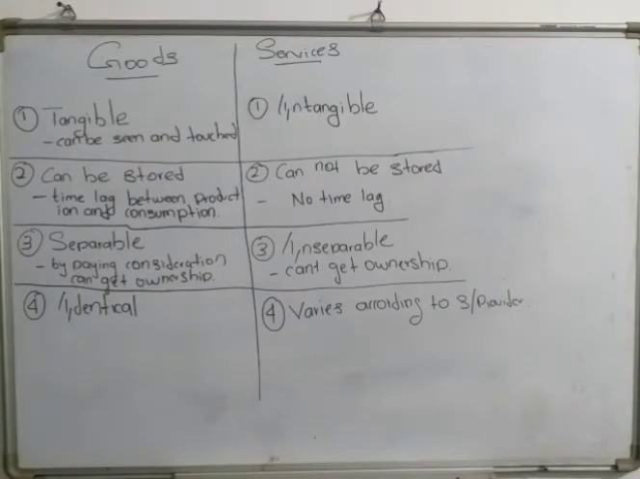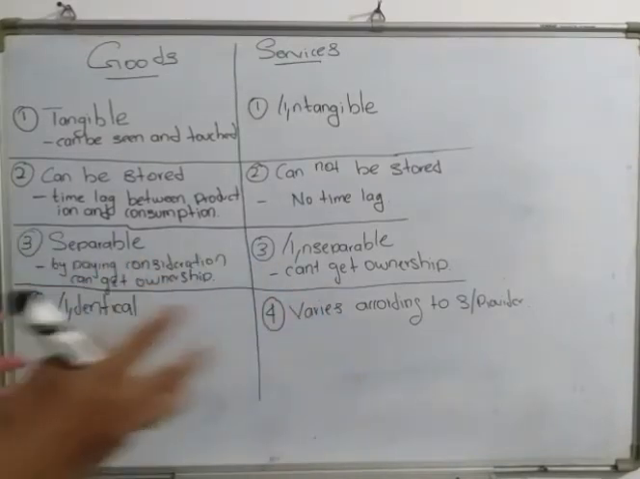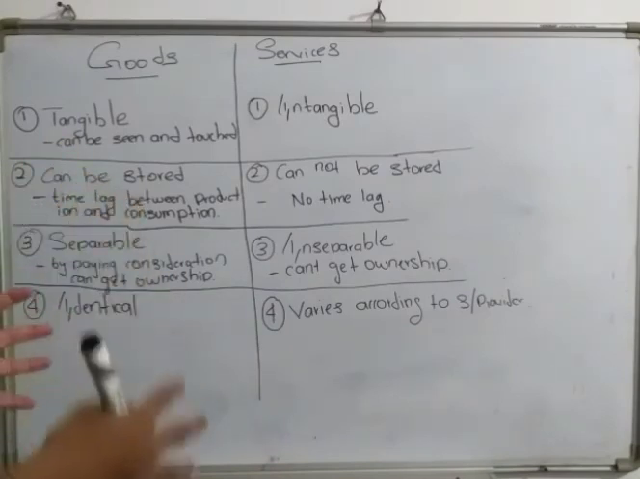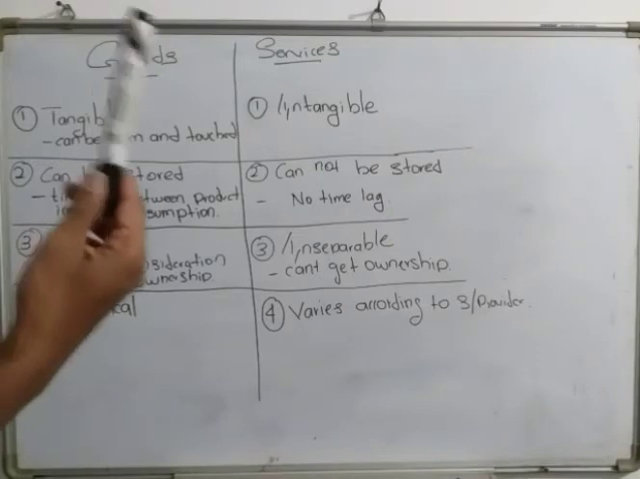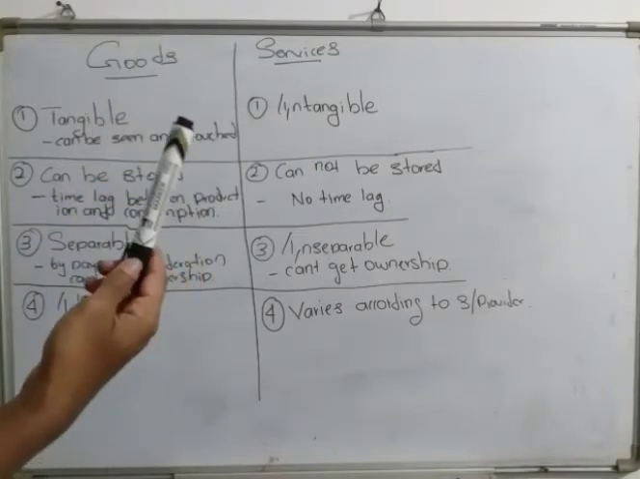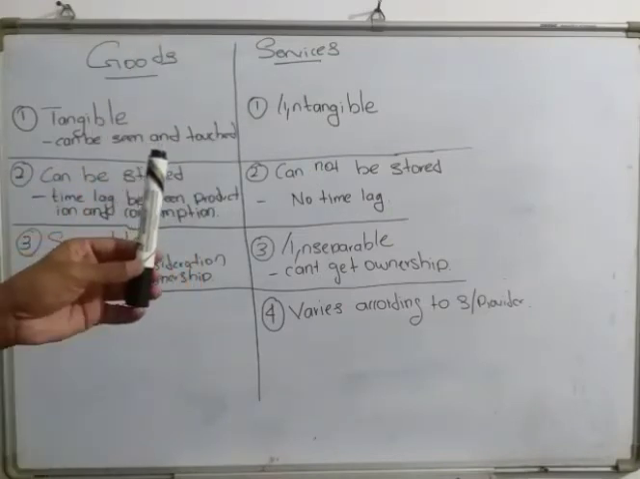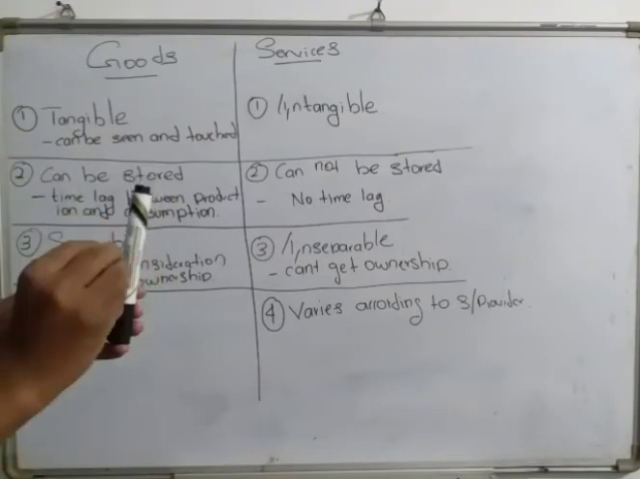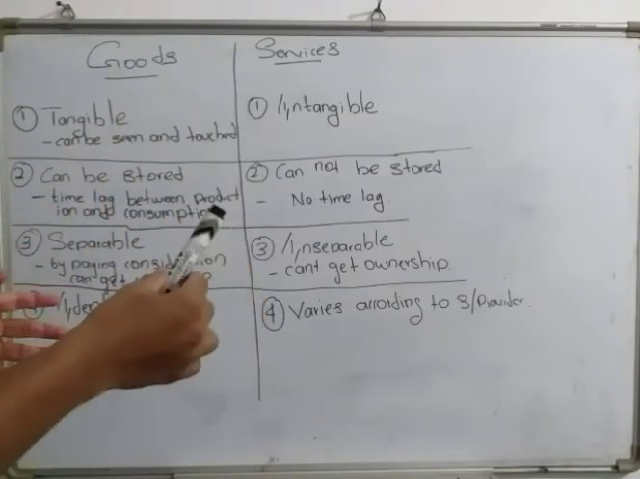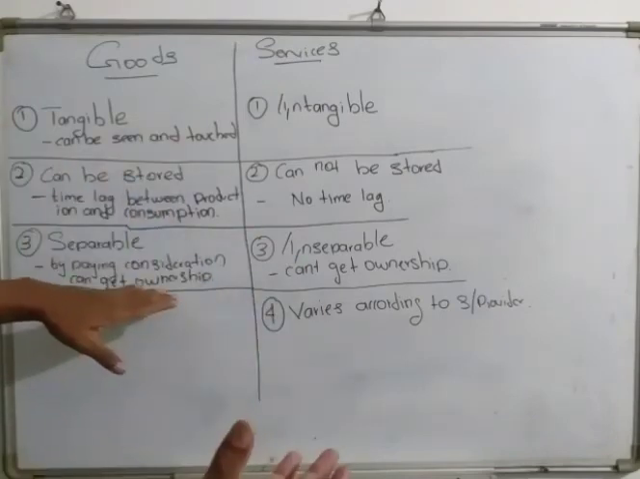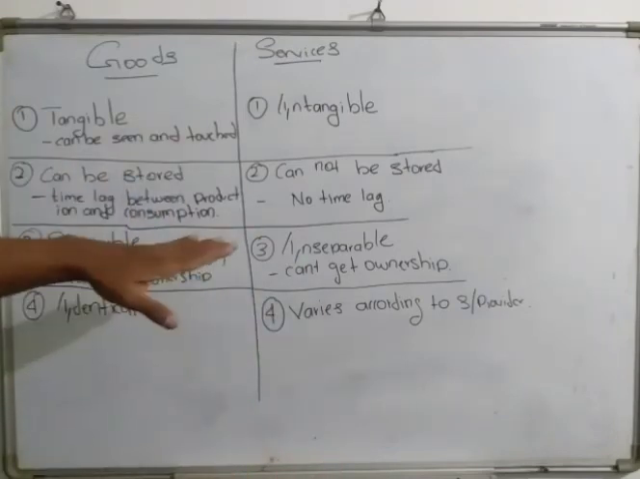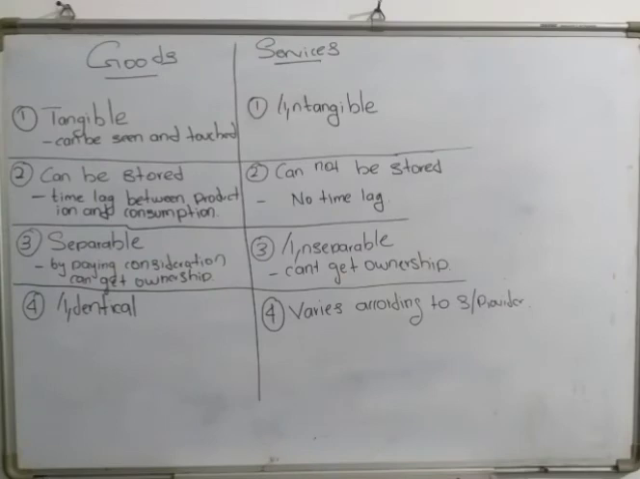The next one is separability. Goods you can separate from the producer. For example, you can buy this marker pen by paying a consideration. Once you pay the money, this marker pen is yours. You get the ownership from the producer. But in relation to service, that is not the case.